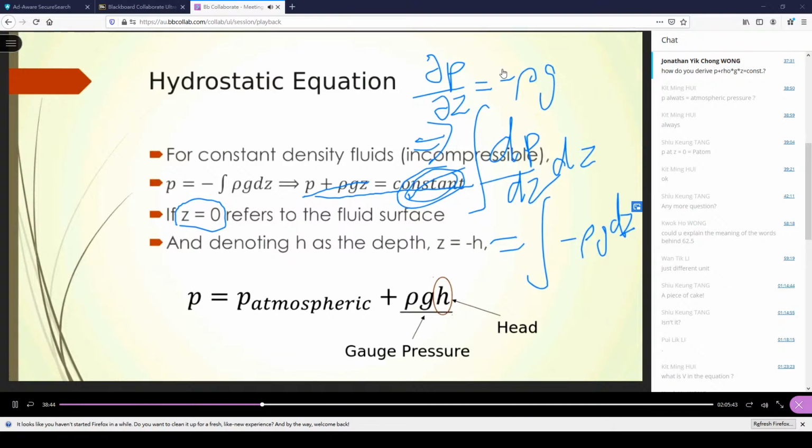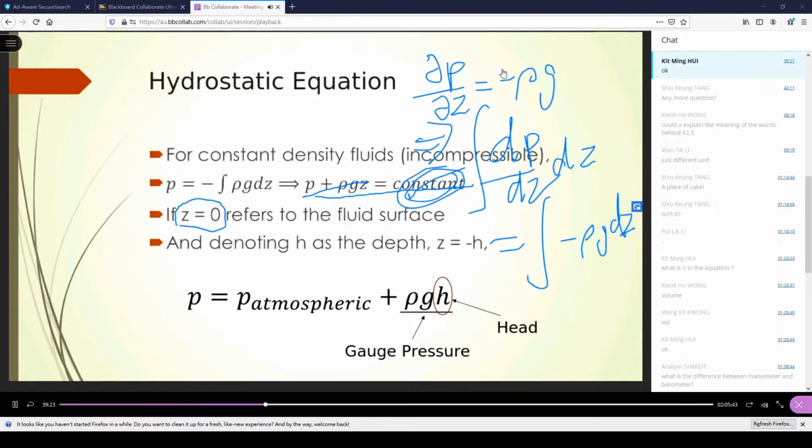Okay, so far so good. Now, if Z equal to 0 is the liquid level, then we can denote the pressure at Z equal to 0 as atmospheric pressure, because Z equal to 0 is our air and liquid interface. Now we set it arbitrarily, right? Because height is relative. Height is not an absolute variable.